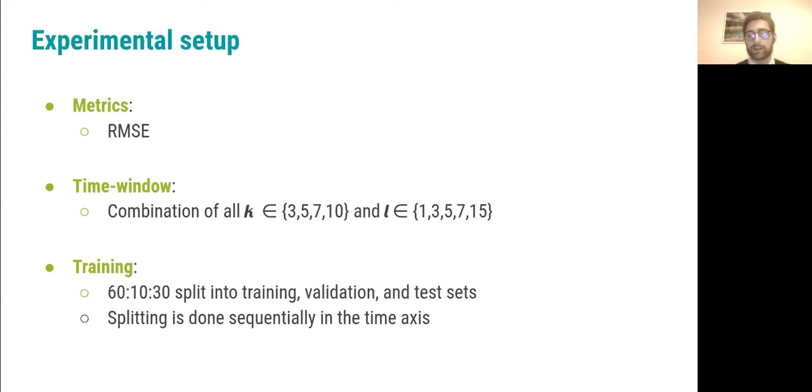For the time window, we used a combination of all lags in the set of 3, 5, 7, 10, and leads in the set of 1, 3, 5, 7, 15 to measure heterogeneous metrics and heterogeneous performances of all methods. The training has been done according to a 60-10-30 split into training, validation, and test set. So that was how we evaluated our methods.